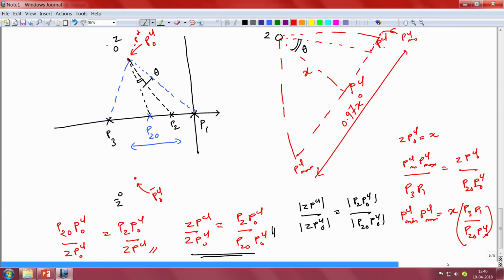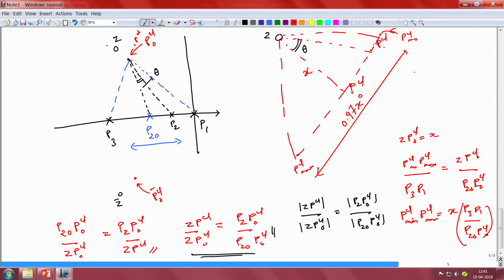Now, we have discovered that when our plant pole varies along a straight line on the real axis, our closed loop pole, the dominant pole, which is nominally at the location PCL naught, also varies along a straight line, on which the points PCL max and PCL min lie. And if the distance of the zero Z from the point PCL naught is designated as x, the line along which the closed loop pole varies is given by 0.97 x.